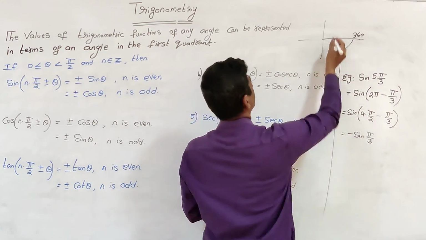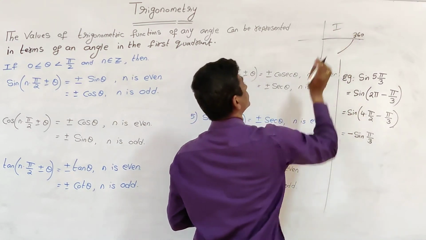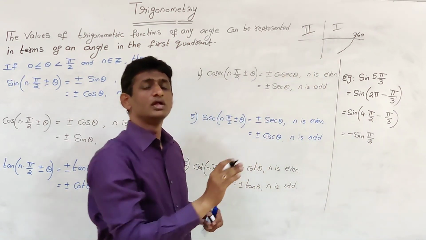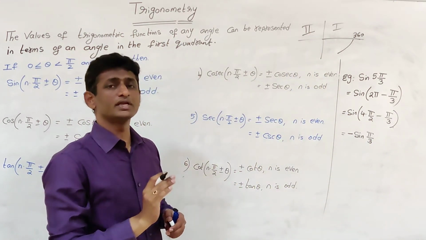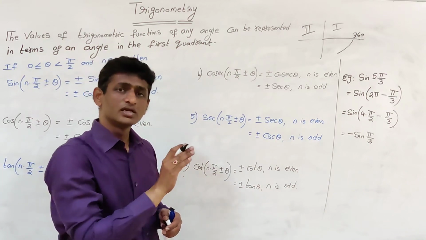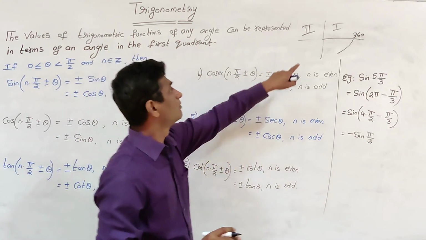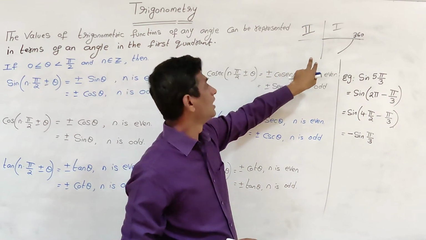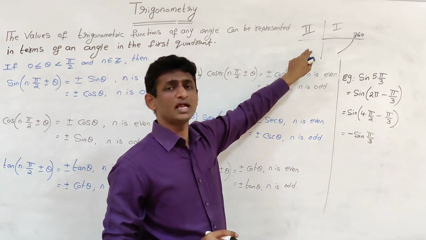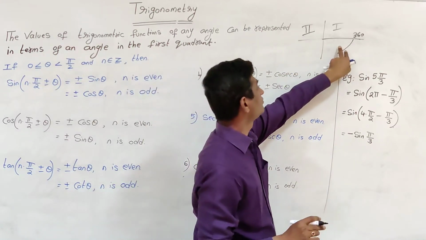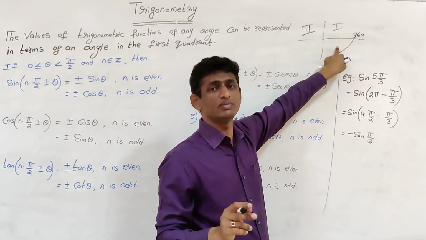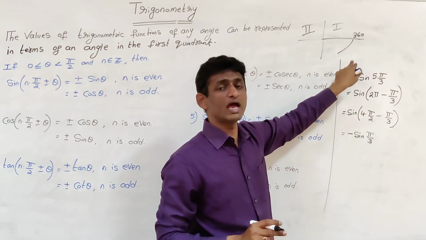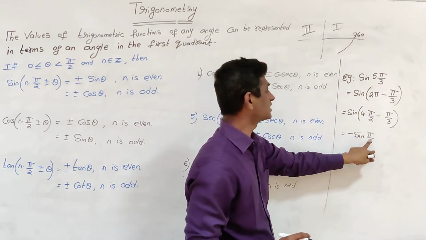If you observe, in the first quadrant all trigonometric ratios are positive. In the second quadrant, some of them are negative and some positive, but sine and cosecant will be positive. In the third quadrant, only tan and cot will be positive. In the fourth, cos and secant will be positive, the others negative. But here sine is there, so it will have a negative sign. So minus sine pi by 3.